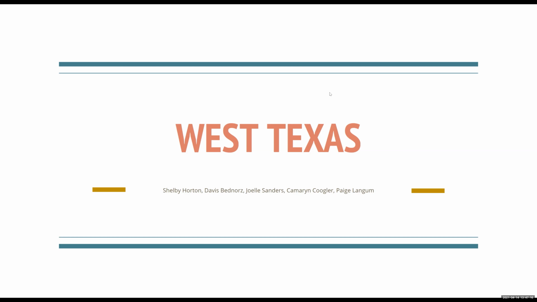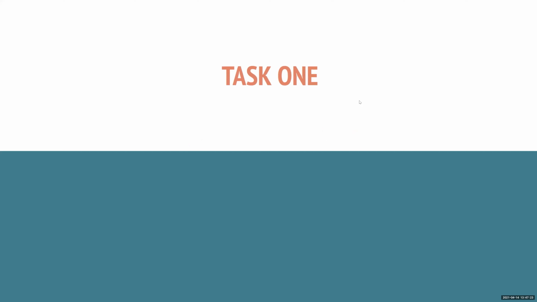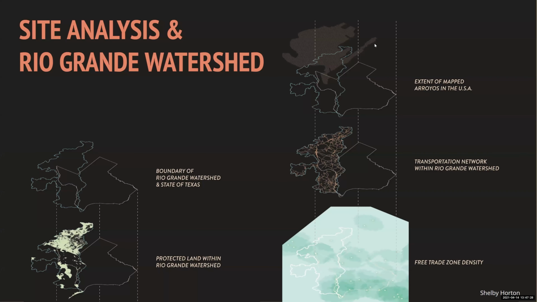Grande watershed region, a little bit of New Mexico, Texas, and Mexico. So to get started with task 1, which is the overall framework and regional scale, we looked at the site analysis a little bit of the Rio Grande watershed. And for reference, it's this blue region, and then the state of Texas. Here for context, this is the site boundaries we looked at.